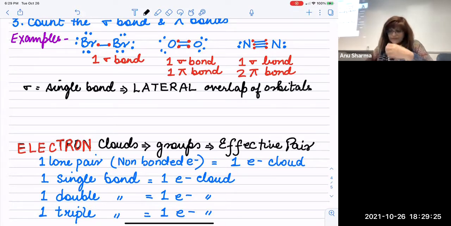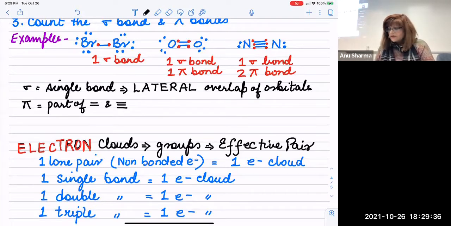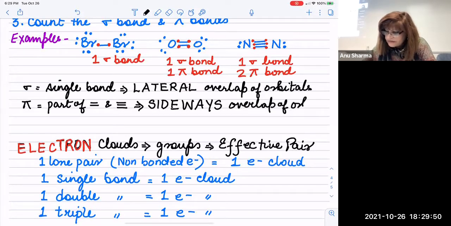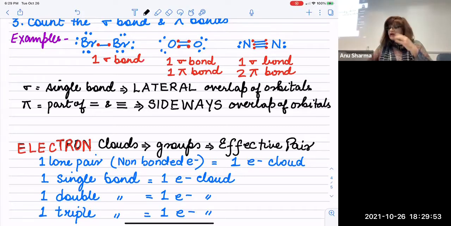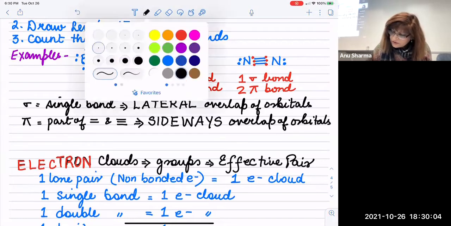Flat. Okay, what is a pi bond? Pi bonds are a part of double and triple bonds. What does this mean? They are formed by the sideways overlap of orbitals. Okay, so that is what the sigma and pi bond is. So keep that on one side. Once you identify the sigma and pi bonds, then you identify the lone pairs.